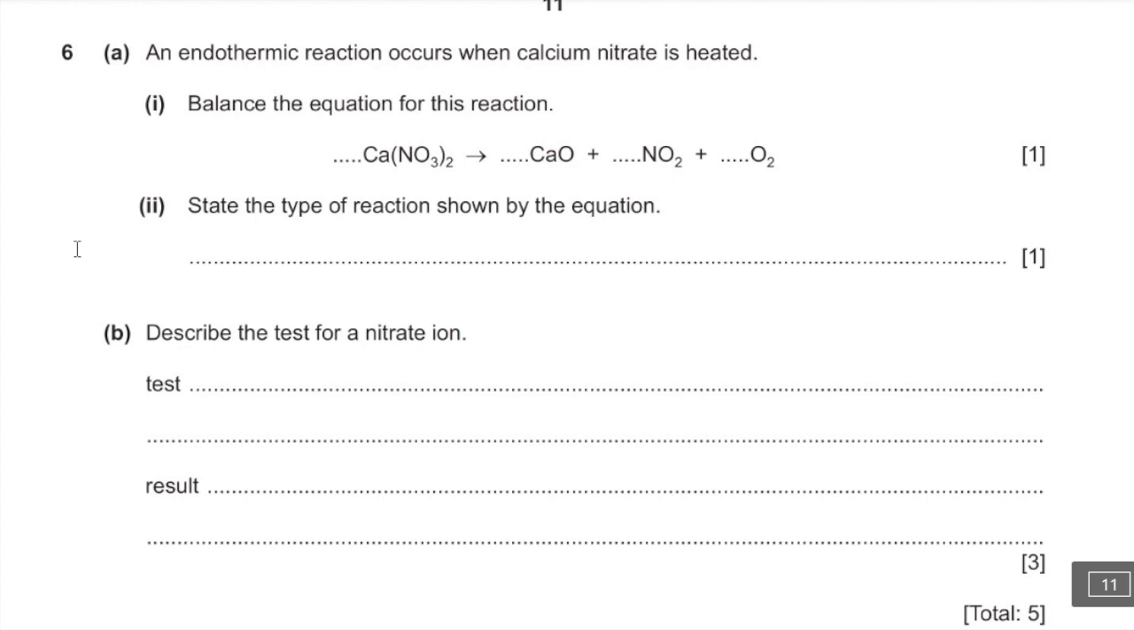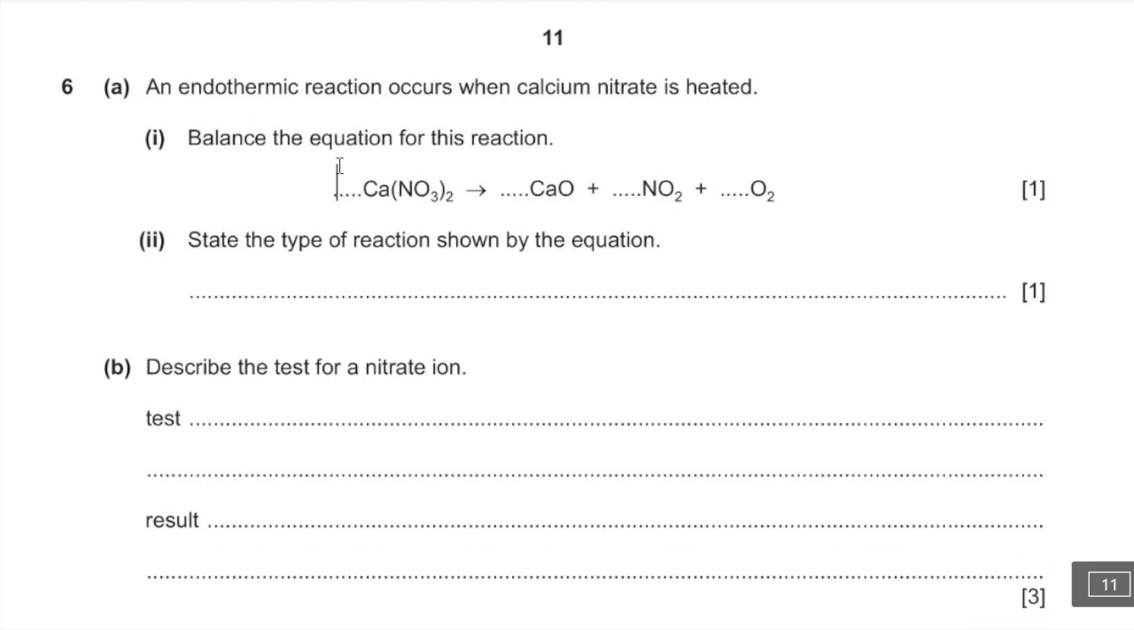6a. An endothermic reaction occurs when calcium nitrate is heated. 1. Balance the equation for this reaction. So we have 2 over here, 2 over here, 4 and 1.